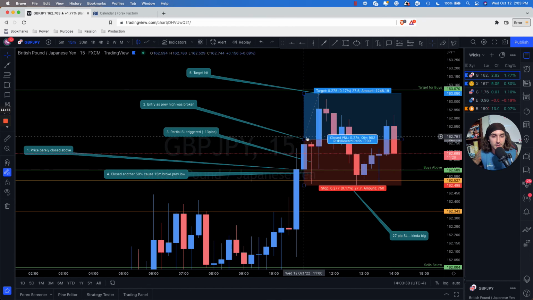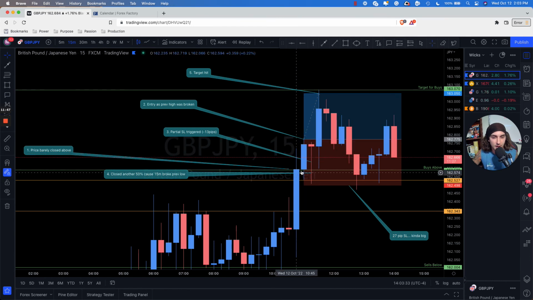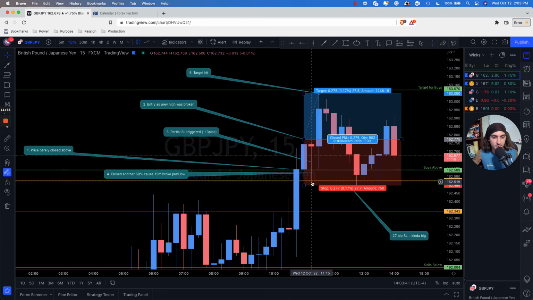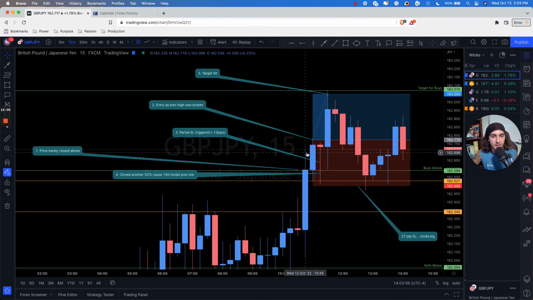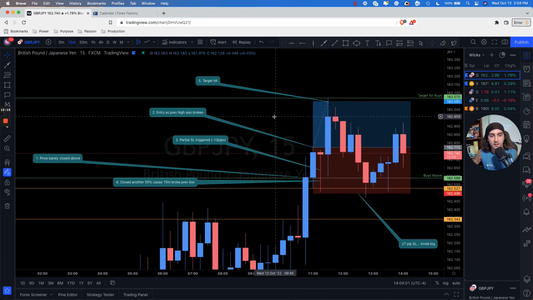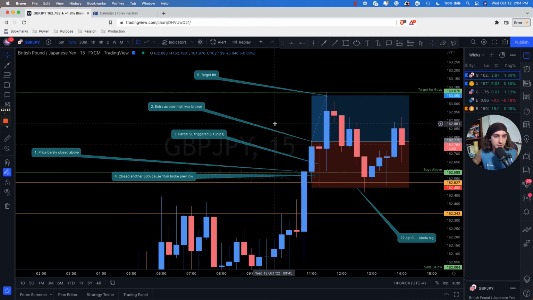Another thing I could have done here is added back positions. The partial stop loss was triggered as we went 13 pips in drawdown. Another 50% was closed as we broke the previous 15-minute low. I could have added positions back as the lower wick was formed here, and then as the high of the previous candle was broken, I could have added positions back and probably ended up in the trade with a profit. But because I closed 50% twice and just let the rest hit my target, it was still a losing trade. I just lost less because I closed partials. It was pretty much a break-even trade.